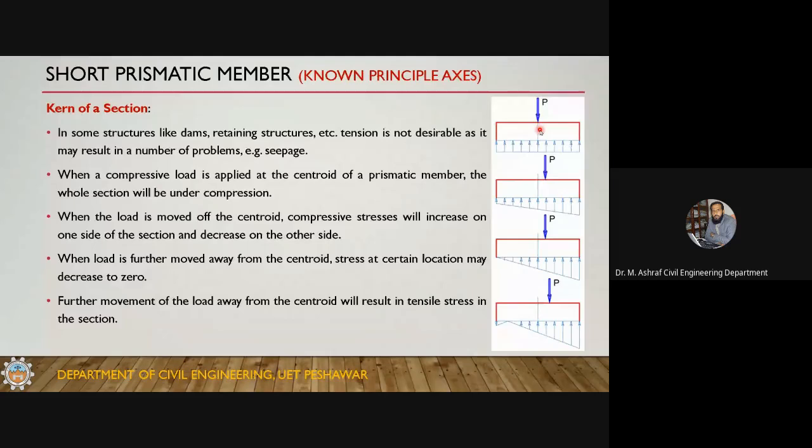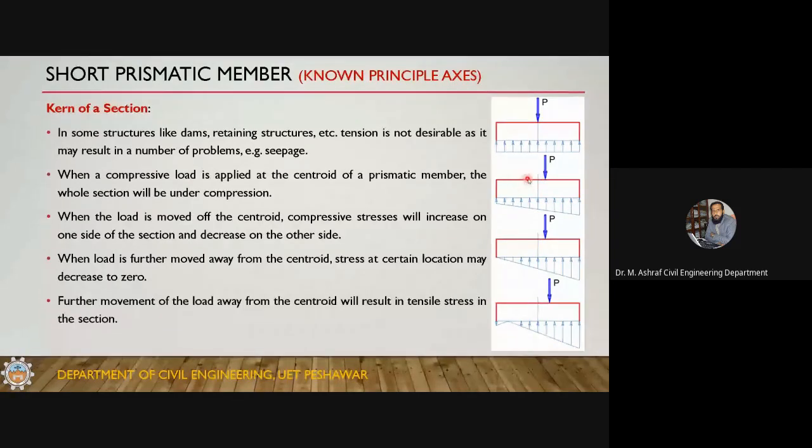at a certain location, at the centroid, the stress produced will be uniform. When the load is applied at the centroid of a prismatic member, the stress field will be uniform, and this we know that the stress will be equal to P over A.